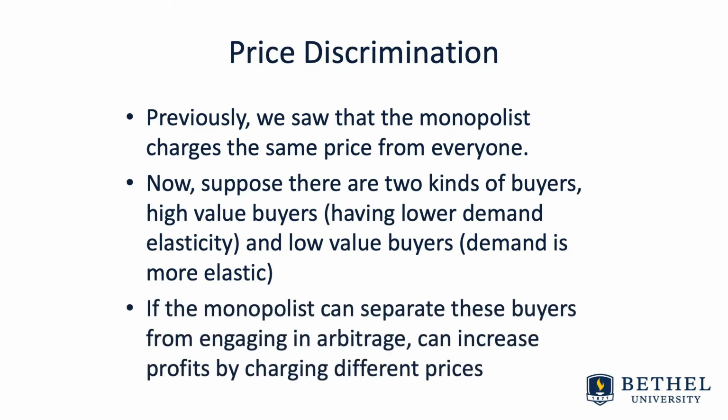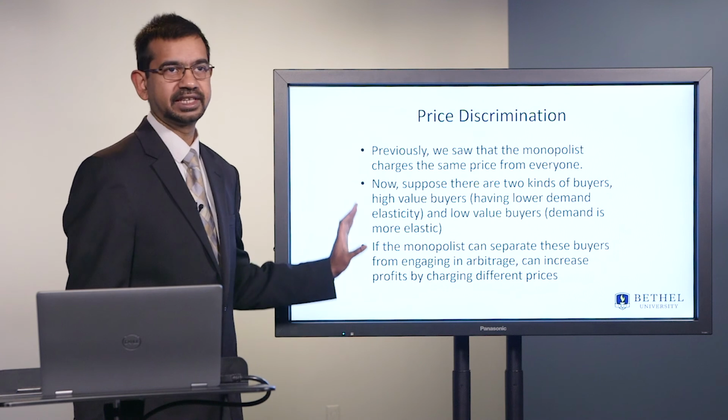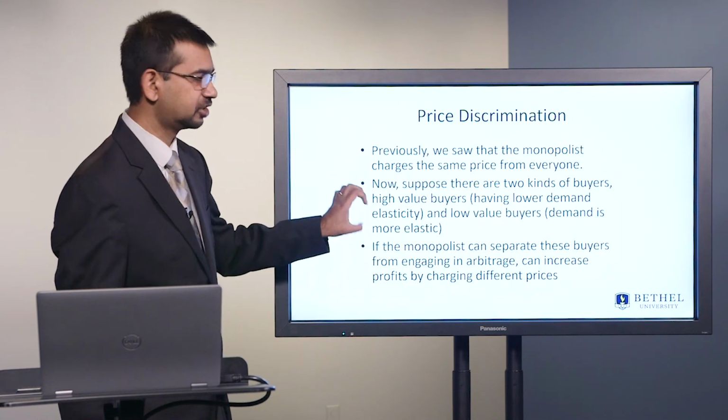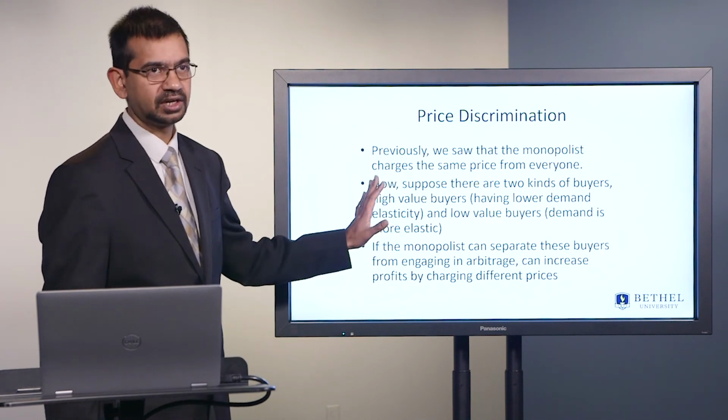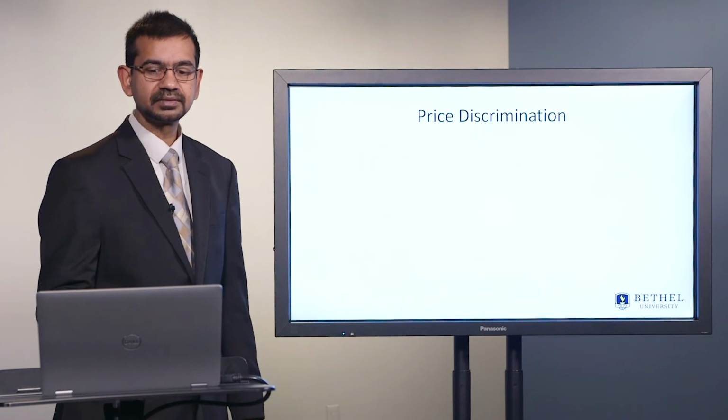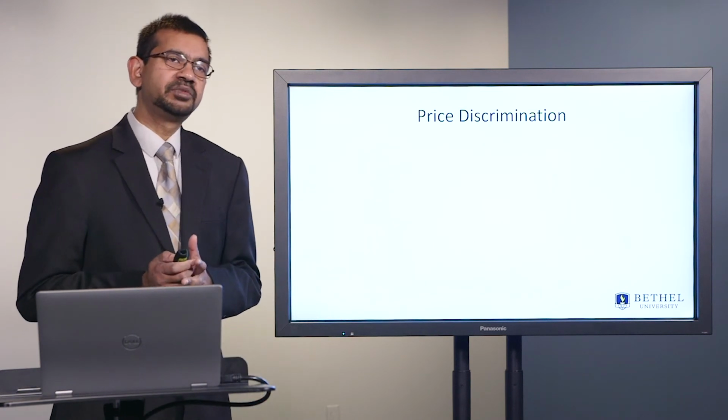But the key condition here is that the monopolist should be able to separate the buyers in these two segments. If monopolists cannot do that, then these two markets can trade with each other and drive down some of the monopoly power. So let's see how price discrimination works.